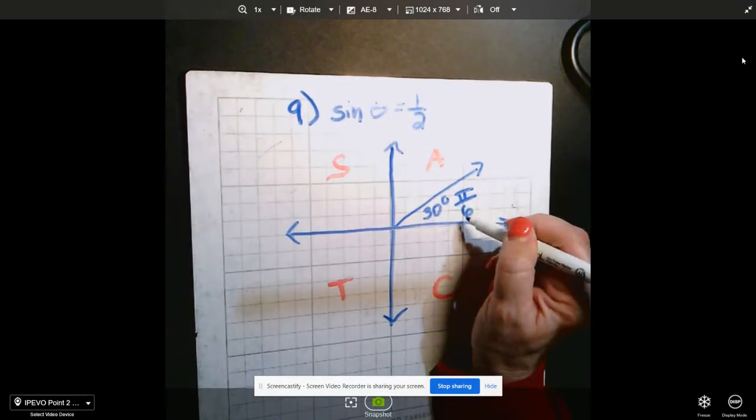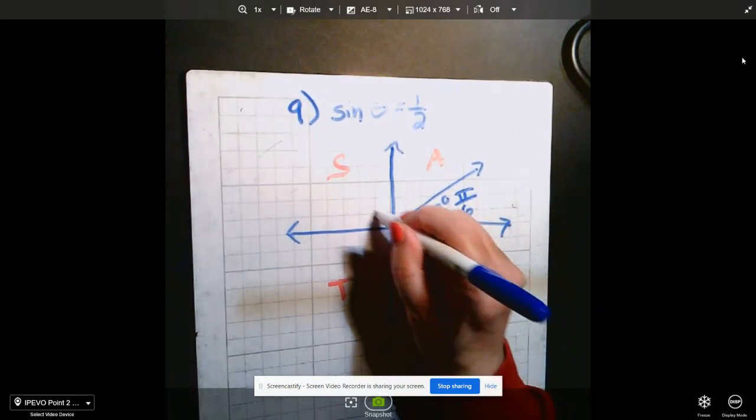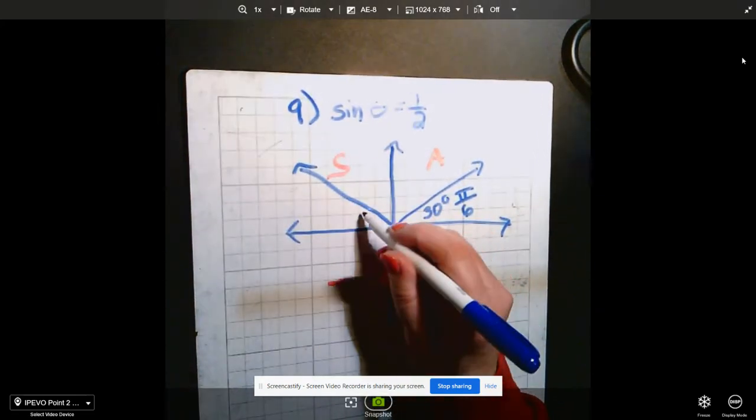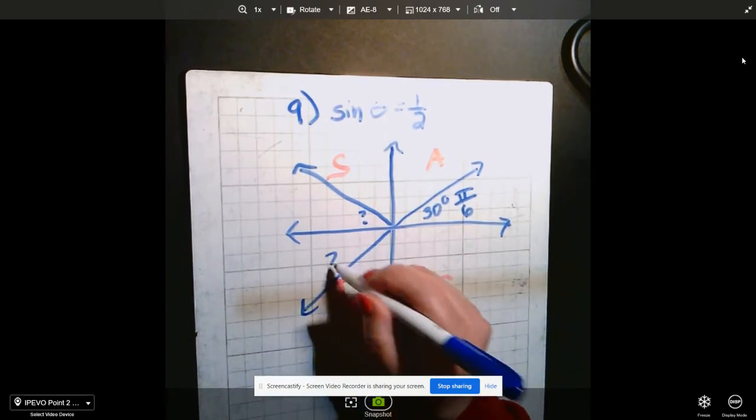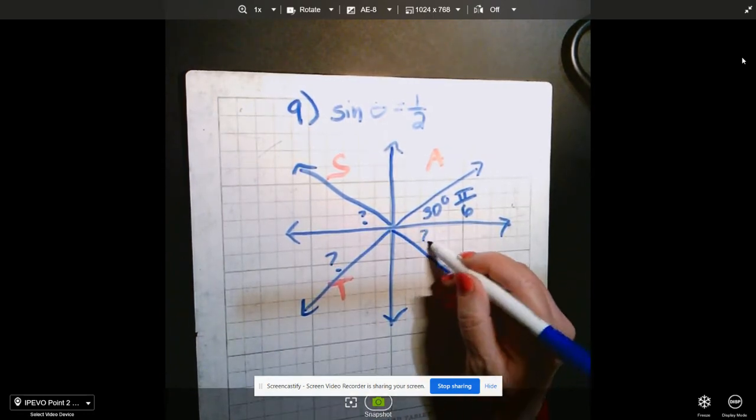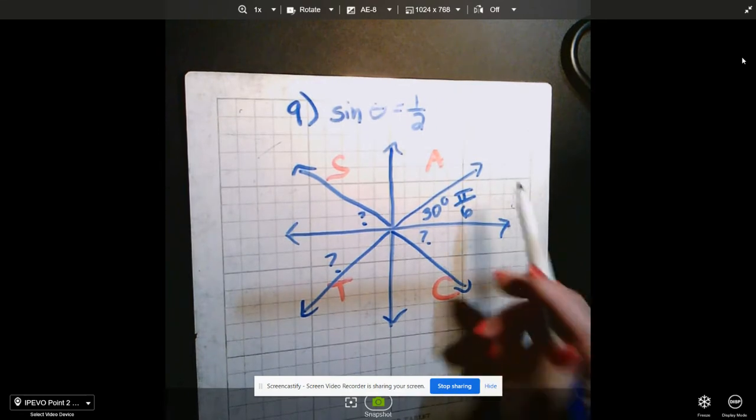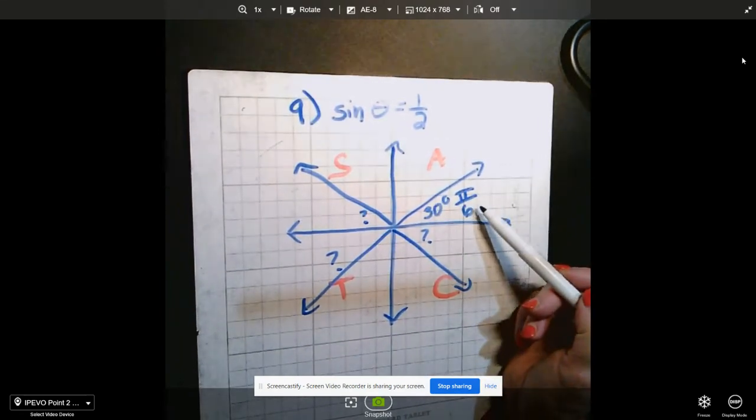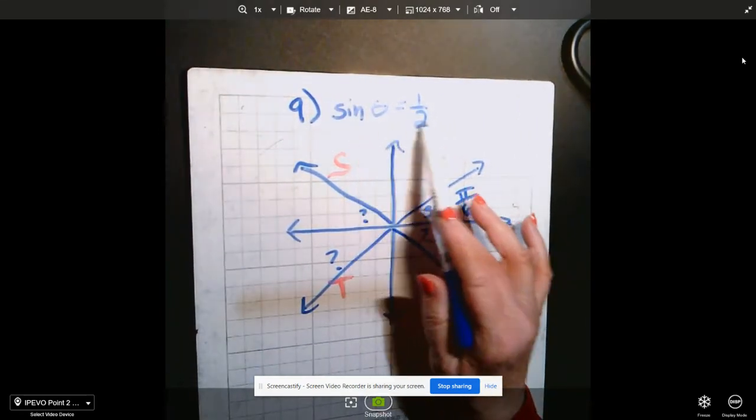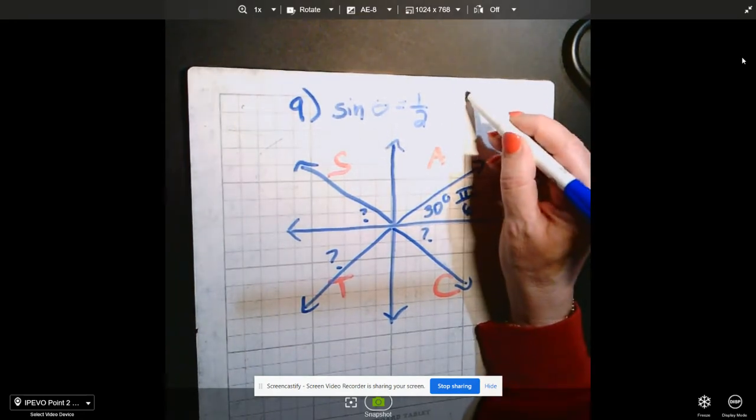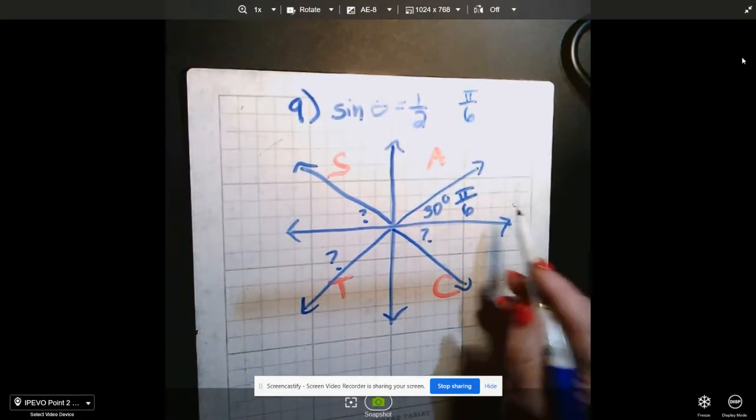So we know that 30 degrees would be here, would be this angle. It could be this angle, and it could be this angle, right? Those would all be equivalent angles. In this quadrant, all are positive. So certainly pi over 6 would be one of the answers because all are positive there.